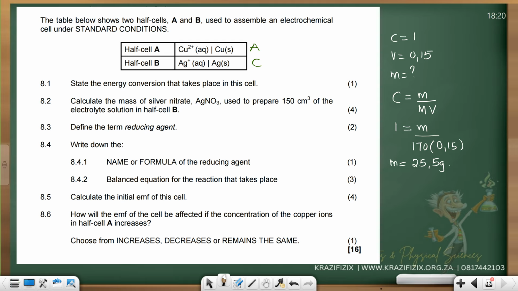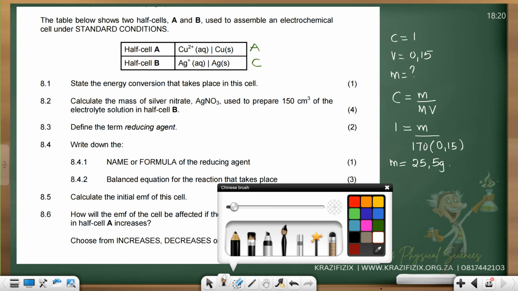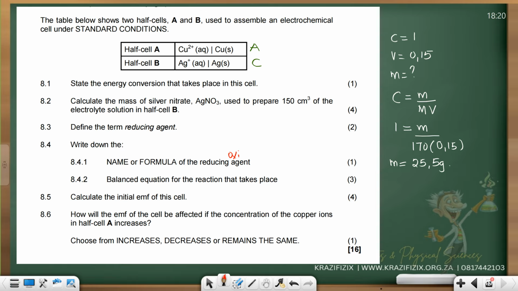Okay. I think we did 8.3 today. What is a reducing agent? The substance that loses electrons. You see that loses? Reducing will be oxidized. Oxidation is loss. A substance that loses what? Electrons. Write down the name or formula of the reducing agent. Which one is oxidized? We are looking for what is oxidized. And that would occur where? At the anode.